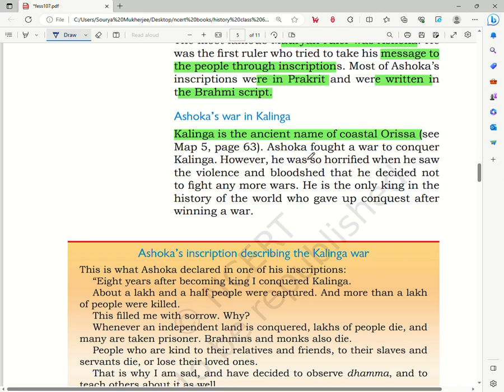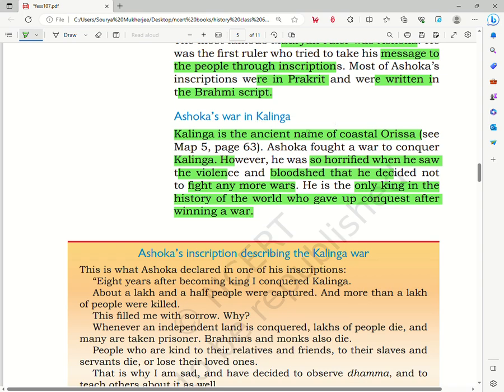So let's continue. Ashoka fought a war to conquer Kalinga. However, he was so horrified with what he saw, the violence and the bloodshed, that he decided not to fight any more wars. He is the only king in the history of the world to have given up conquest after winning a war. So we see that this is quite important because Ashoka's war in Kalinga changed his perspective on life as well as on how to rule a state and warfare in many ways.